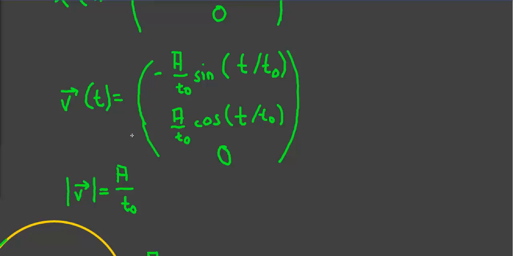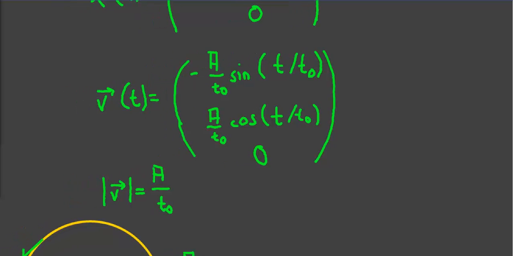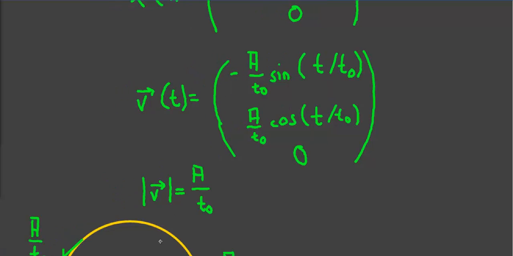Now, one interesting thing about this vector is a special thing, that its length is actually always the same. And this is something very special. The velocity seems to not change. It's always the same.